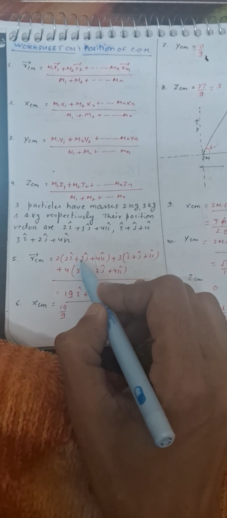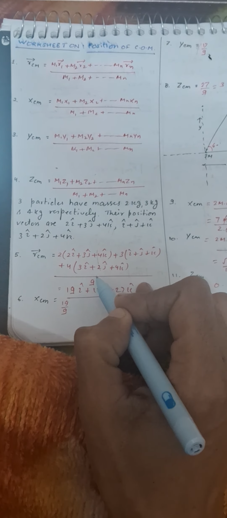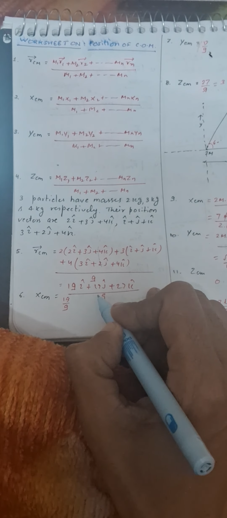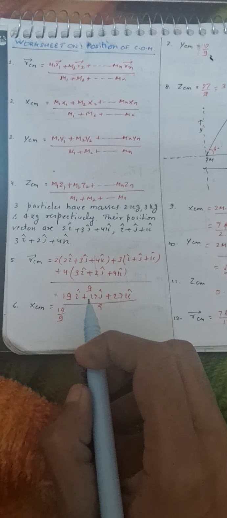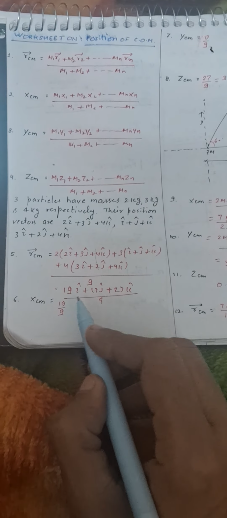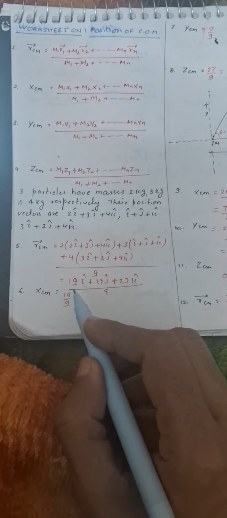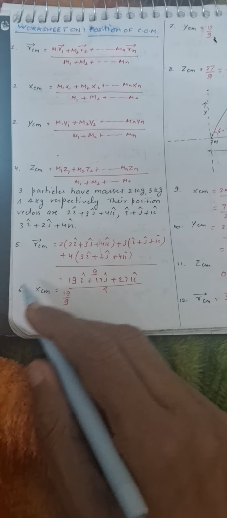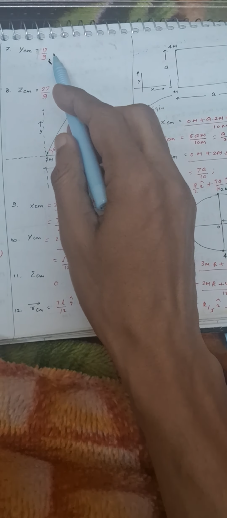Using (m1 r1 plus m2 r2 plus m3 r3) divided by (m1 plus m2 plus m3), we have RCM as (19 i cap plus 17 j cap plus 27 k cap) by 9. Now if we see, for i cap the coefficient is 19 by 9, so XCM will be 19 by 9. Similarly YCM will be 17 by 9 and ZCM will be 27 by 9, which will be 3.